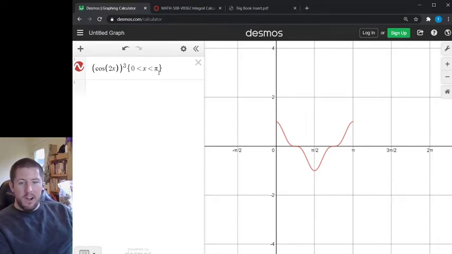If this went from like 0 to 3 pi fourths, then we lose our symmetry and we actually have to do some effort for this. So on the one hand, because this is a definite integral, I can see graphically that the result is simply 0. And so that's all I'm going to say.